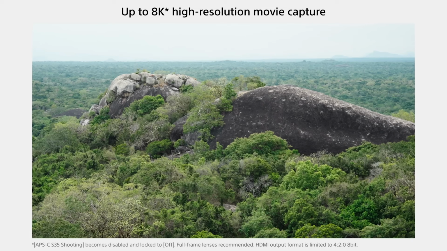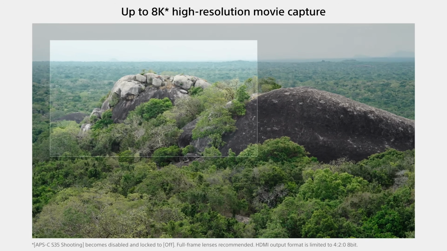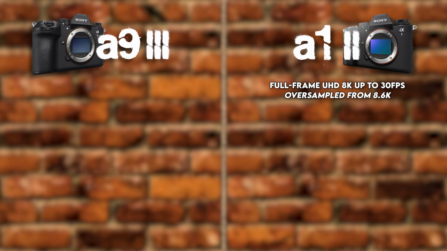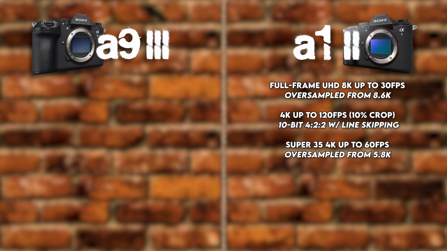For those of you who care about the video features and specs of these cameras, let's jump into the A1 II. It has the same resolution and frame rate as the original A1. Full frame 8K UHD video recording up to 30 frames per second, oversampled from 8.6K, or a 10% crop in 4K up to 120 frames per second in 10-bit 422 with line skipping. If you don't want line skipping, you can shoot in Super 35 4K oversampled from 5.8K with no pixel binning up to 60 frames per second. You have full HD up to 240 frames per second.